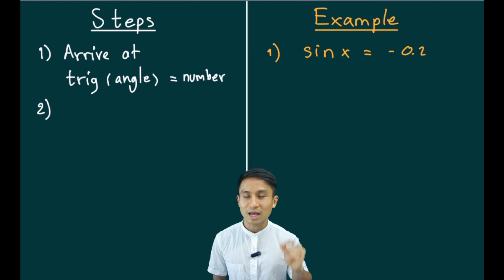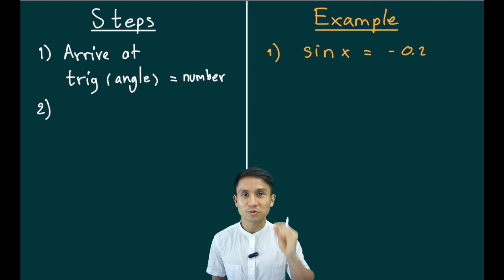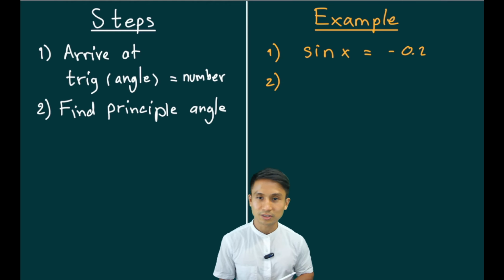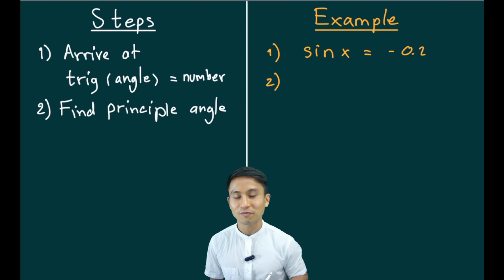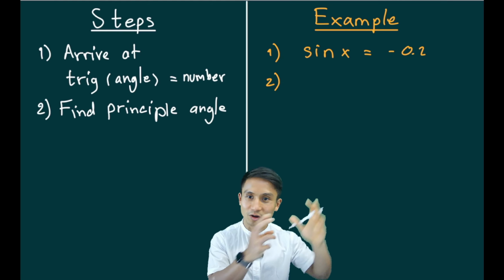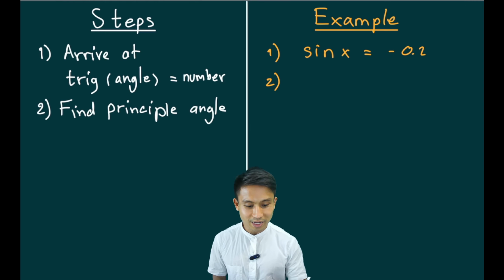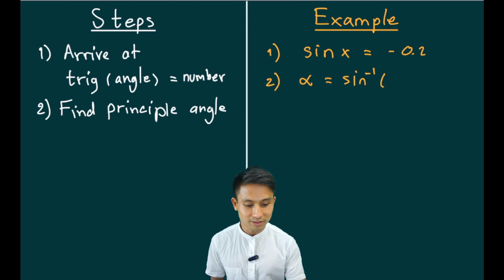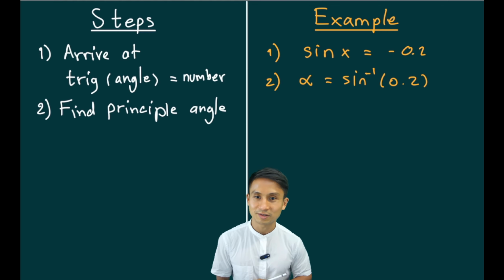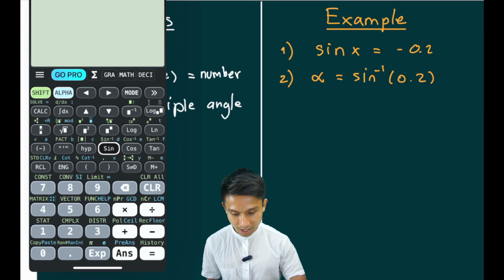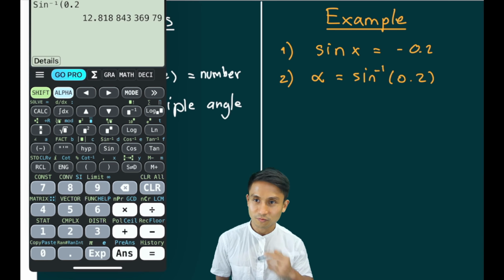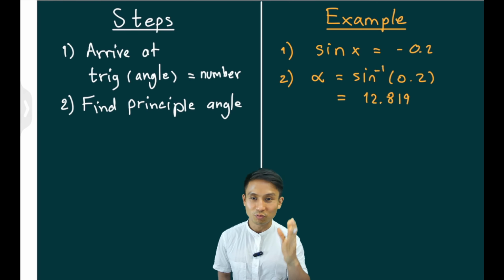Step 2 is simple. I call this finding the principal angle. That is done by just doing an arc of the trig function of the positive value of the number on the right hand side. So in this case, the principal angle, I'm going to name it alpha, equals arc sine, because the function is sine, of the positive value of this. So I'm going to take 0.2 instead. Let's find that value there: arc sine of 0.2 from the calculator. So that's the principal angle.